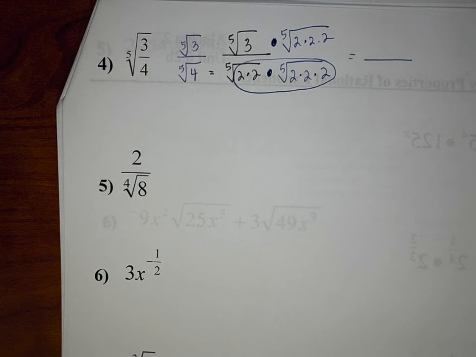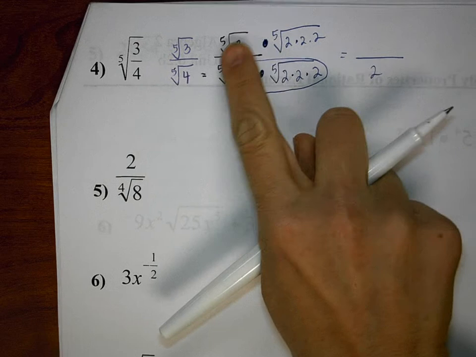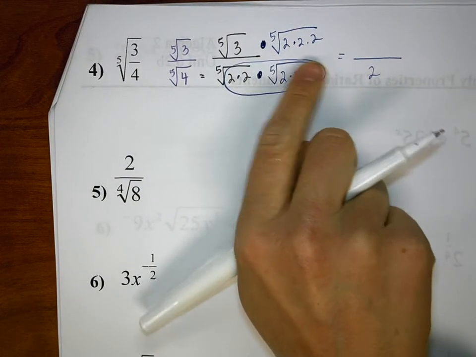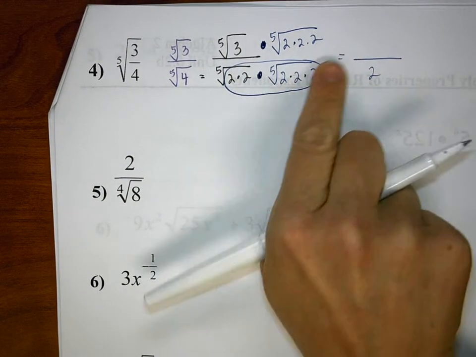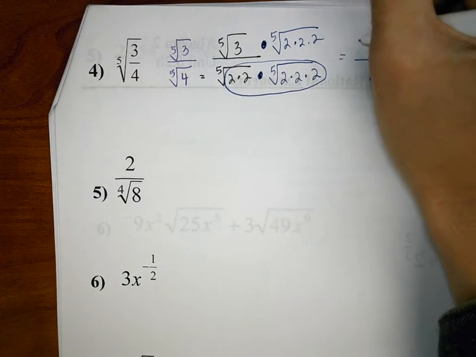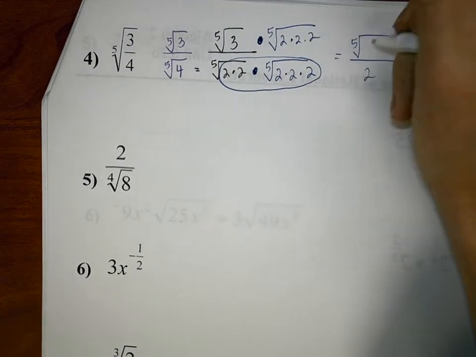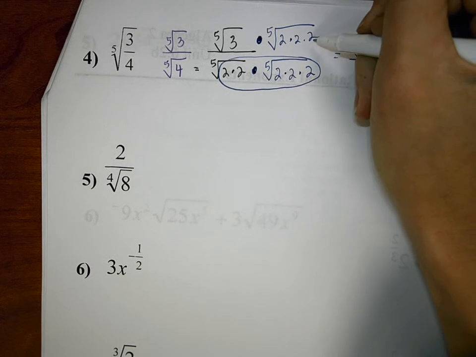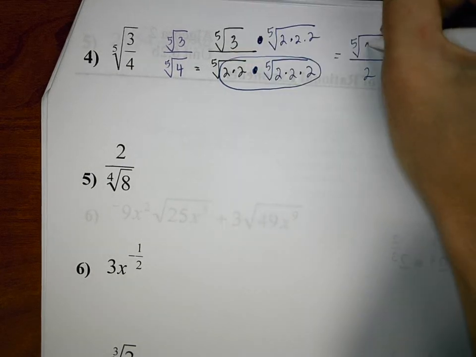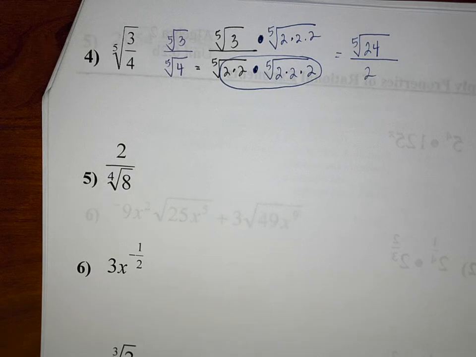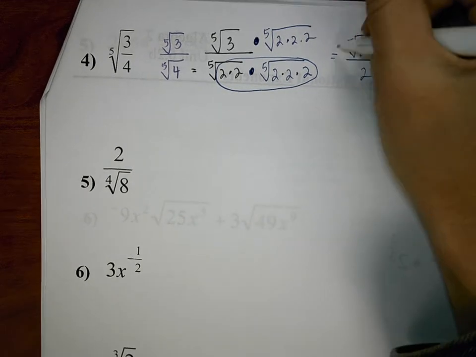So what is in my denominator now? 2. Now, can I pull anything out on the top? No. So you multiply all these numbers together, and you end up getting the fifth root of 24 over 2, because 2 times 2 times 2 is 8, and 8 times 3 is 24. Can I reduce this one at all? No, because in order to reduce, you have to have a number in front, right? Both of them have to be in front, or both of them in a root. So this is your answer right here.